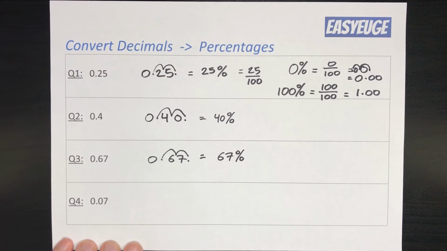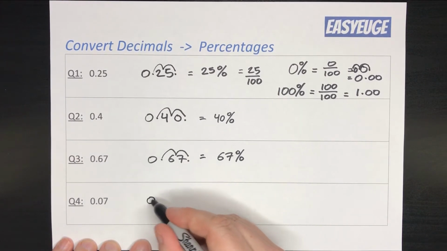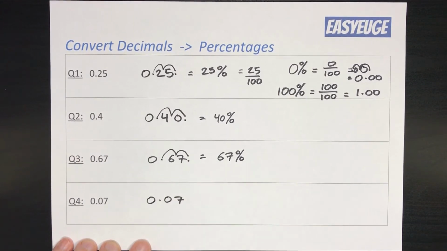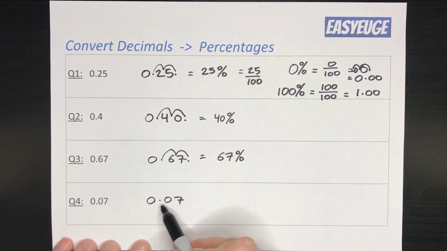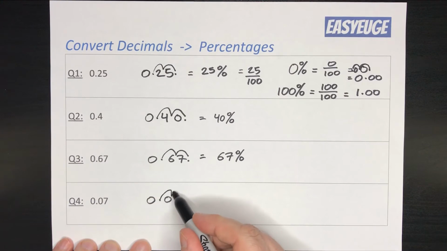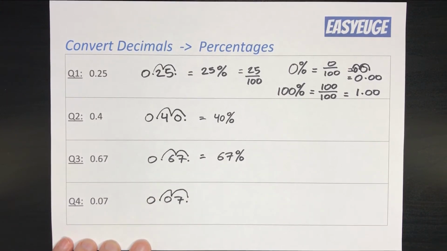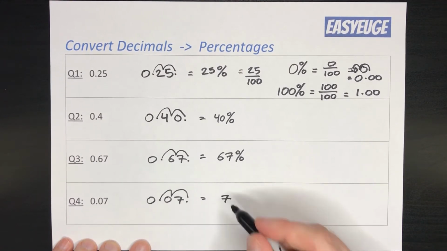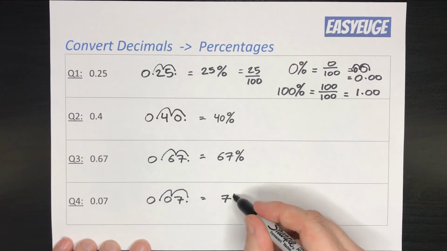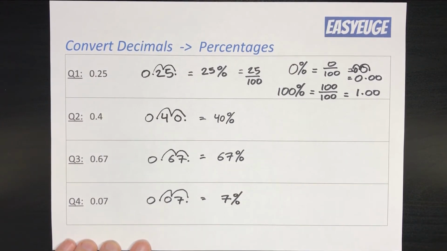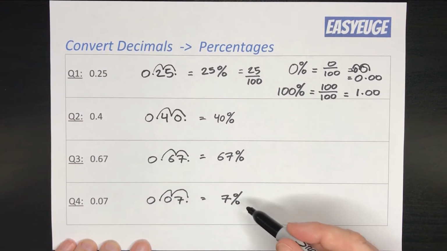And finally, what would 0.07 be as a percentage? Very simply, write it all down, find the decimal point, and multiply it by 100%. Are you ready? 1, 2, there it goes. This now becomes 0.07, which is the same thing as 7. And we add on the percentage. So 0.07 is 7%.